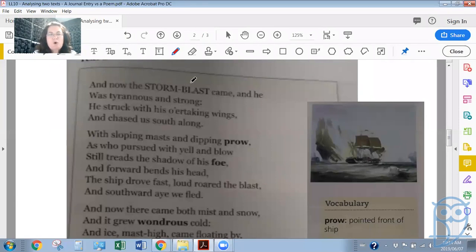And now the storm blast came, and he was tyrannous and strong. He struck with his overtaking wings and chased us south along.